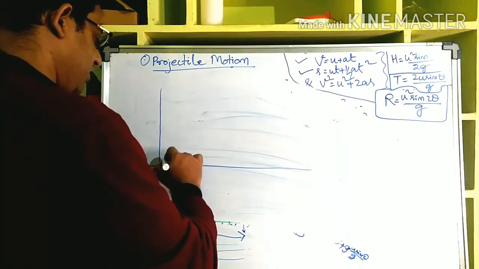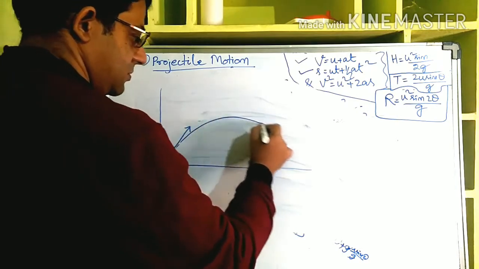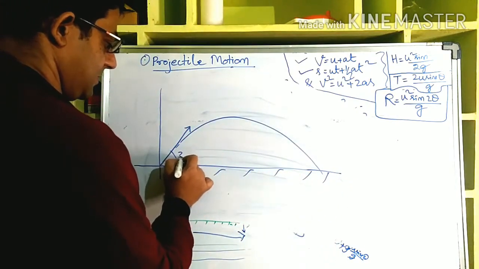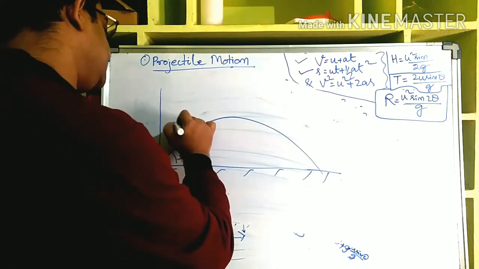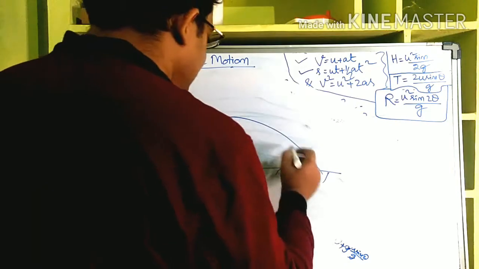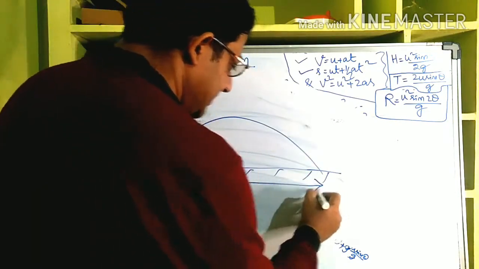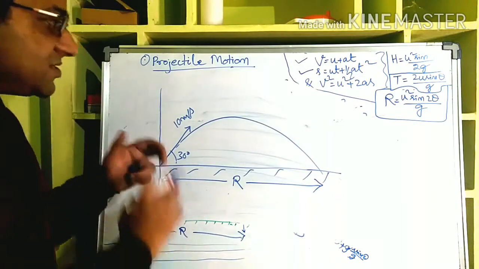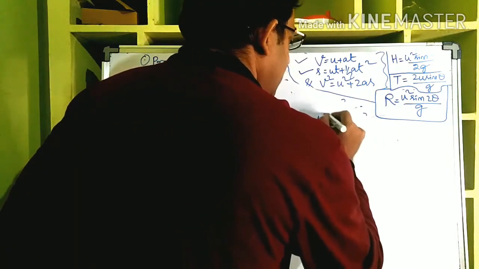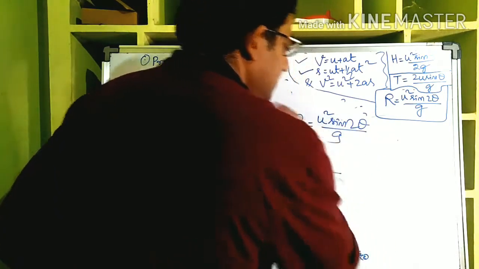Now again I am drawing that it was thrown at 30 degree. It was thrown with 10 meter per second. At what other angle could it be thrown so that the range remains the same? This is the question. These numbers we generally discuss. What is the range? R is equal to u square sin 2 theta by g, right?